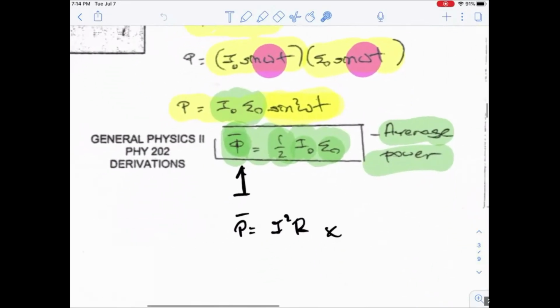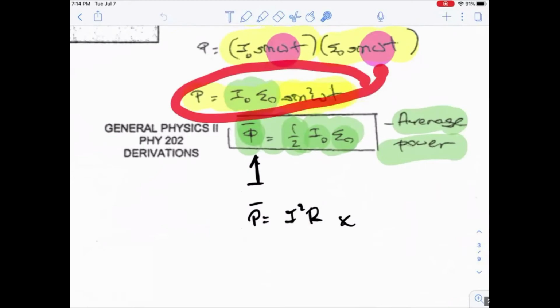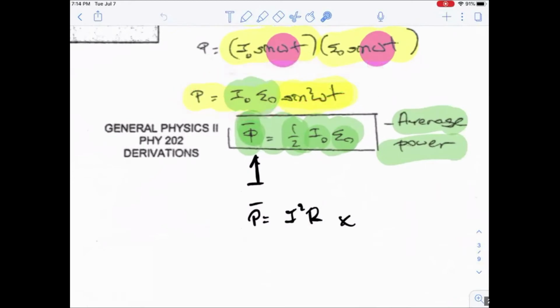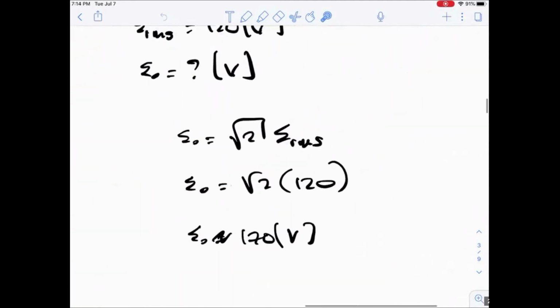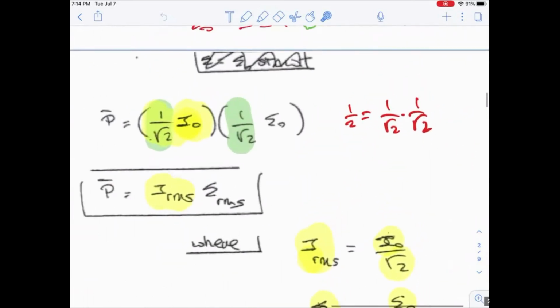Okay, so which means that this equation that you're looking at, if you're looking at the average power, the sine squared of this expression is going to become 1/2. So this 1/2 that you're looking at can be expressed in terms of 1 divided by the square root of 2 times 1 divided by the square root of 2. This is going to be the same as 1/2. So it's basically because the power doesn't drop below zero the same way the voltage does.